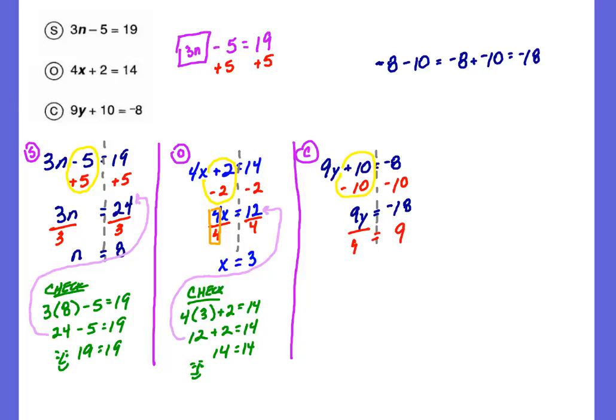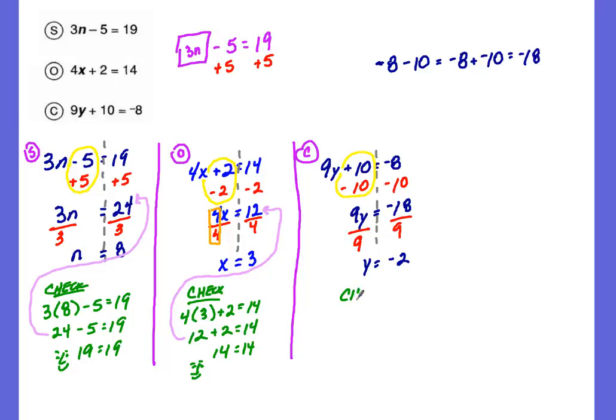So let me get rid of my not so good looking 9 there. There we go. I want to know how much just one y is, so I'm going to divide by 9. 9y divided by 9. If you had a group of 9 y's and you divided them into 9 groups, every individual y would have its own group. Negative 18 divided by 9 is negative 2.